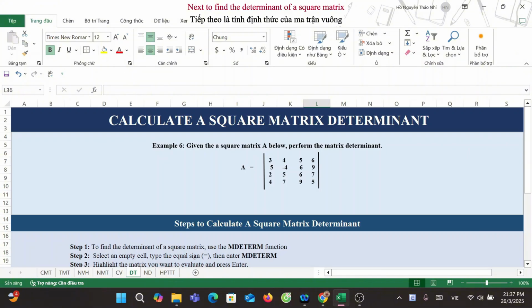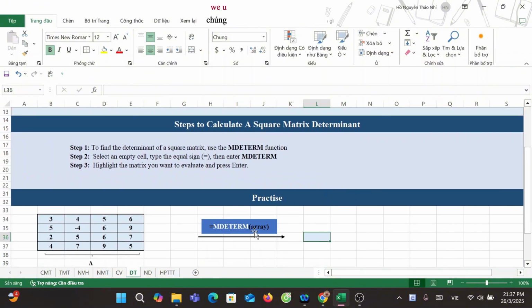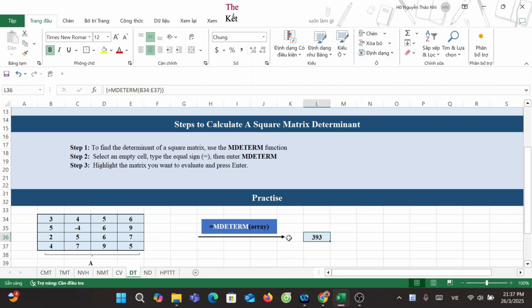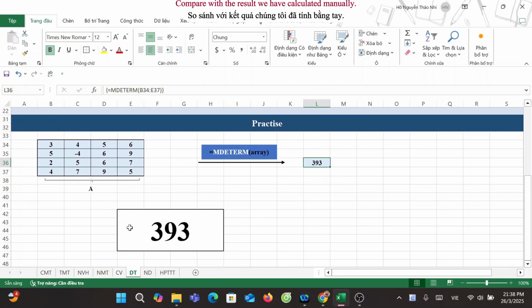Now, let's find the determinant of a square matrix. We use the MDETERM function. First, select an empty cell, type the equal sign, and then enter the MDETERM function. Highlight the matrix you want to evaluate, and press Ctrl+Shift+Enter at the same time. The result will show up. Compare with the result we have calculated manually.